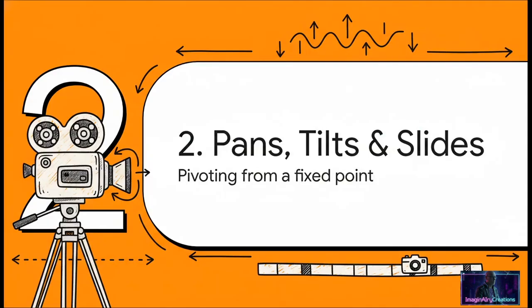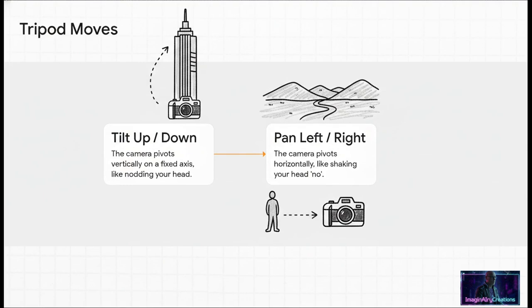Okay, let's move on to our next set of tools. This whole category is about changing your view without actually moving the camera's location. We're talking about pivoting and sliding from a fixed point. Right, these two are the absolute bread and butter of cinematography. A tilt up is like nodding your head yes. It can reveal a towering skyscraper, making it feel huge and awe-inspiring. A pan right is like shaking your head no. It can follow a character walking across the room or slowly reveal a massive landscape. So simple, but so effective.